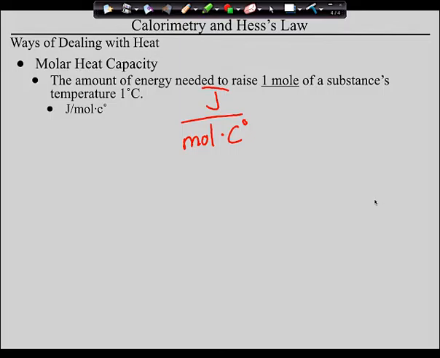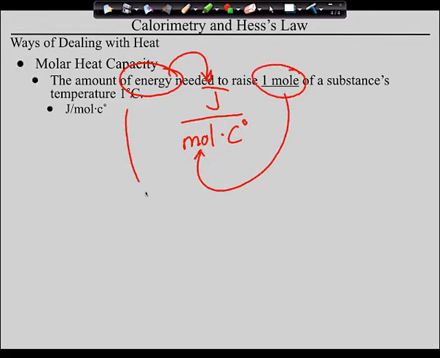All right. So guys, and by the way, you probably figured this out. These are the units for molar heat capacity. How do these units actually become the distillation of the sentence, the definition? So let's make the connection. It's the amount of energy. And guys, what are our units for energy? Joules, needed to raise 1 mole of a substance's temperature 1 degree Celsius. Get it? It's joules per mole Celsius degree. The number of joules needed to raise 1 mole, 1 Celsius degree.